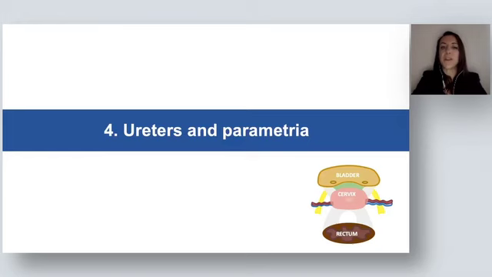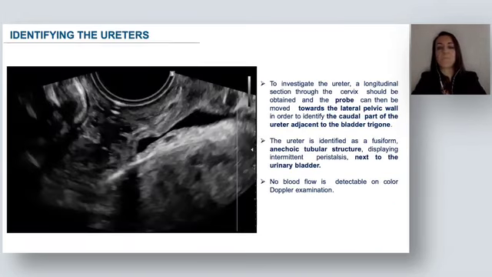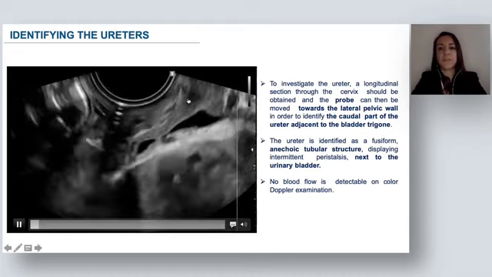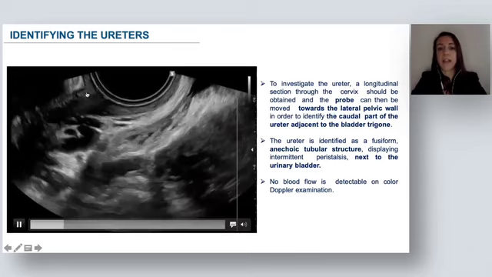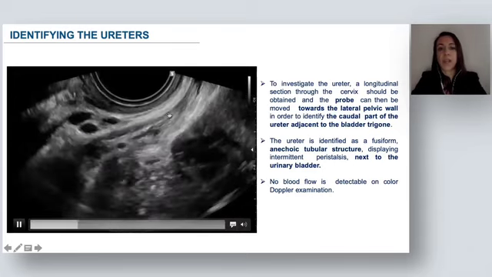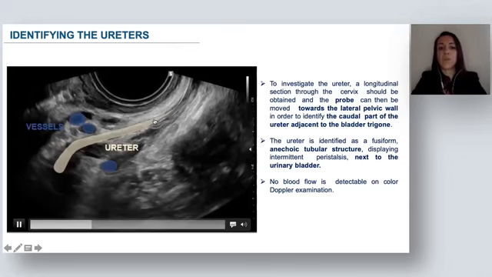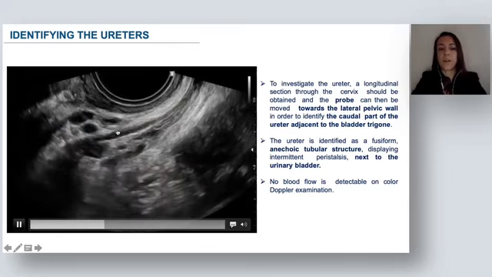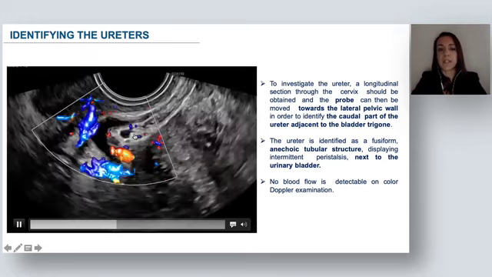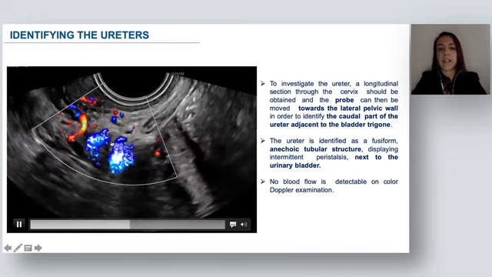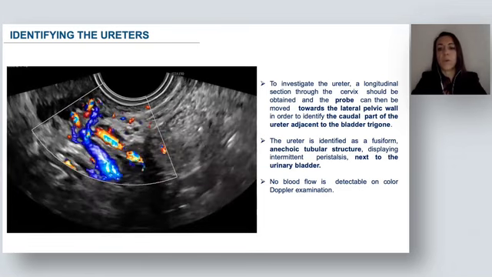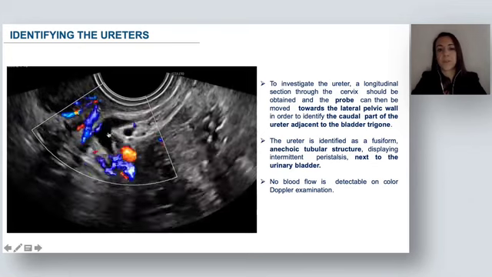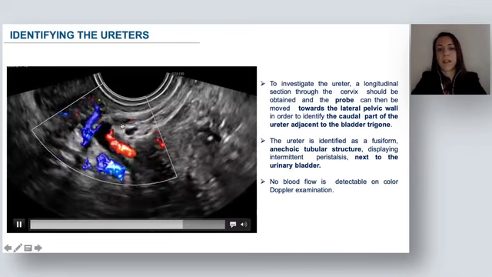Now, how to assess ureter and parametria. To investigate the ureter, a longitudinal section through the cervix should be obtained to visualize the bladder and the cervix. Then we can move more laterally to visualize the terminal part of the ureter with the vessels, the uterine vessels. The ureter is an anechoic tubular structure with no blood flow. So this is the ureter and they are the vessels.